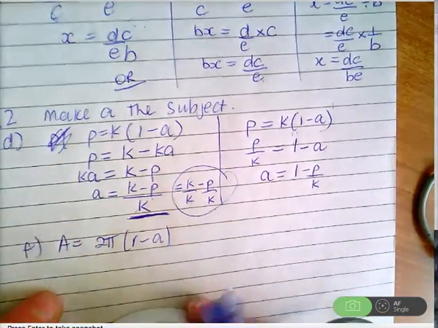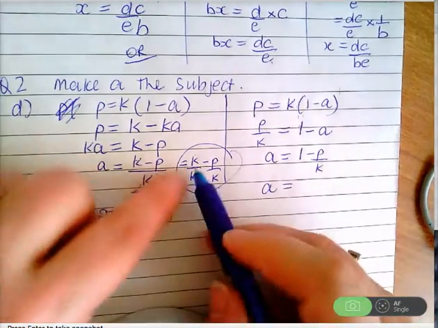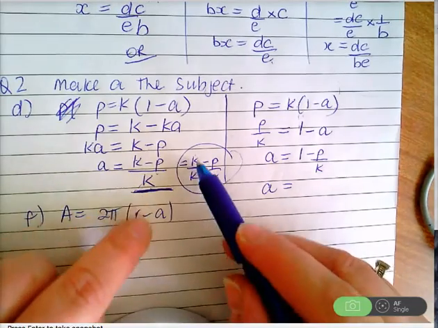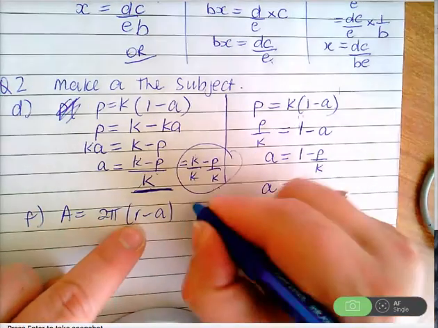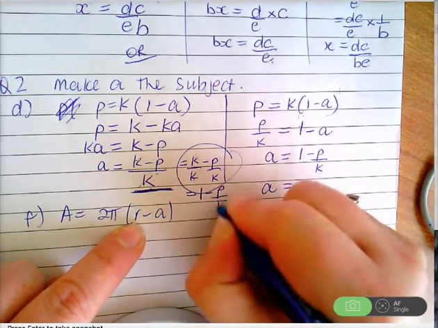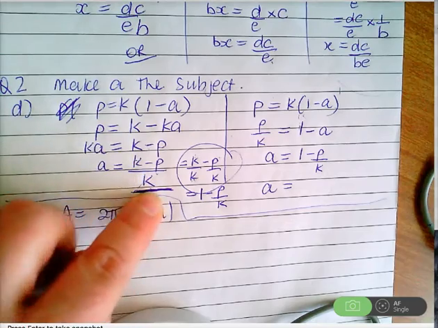Notice these two answers look different, but they're really just the same. Because girls, you know how I said that they're both over K? What's K over K? 1. So isn't this really 1 minus P over K? Miss, would either be fine? Yes, either's fine, but it shows you why you can't cancel those K's there.